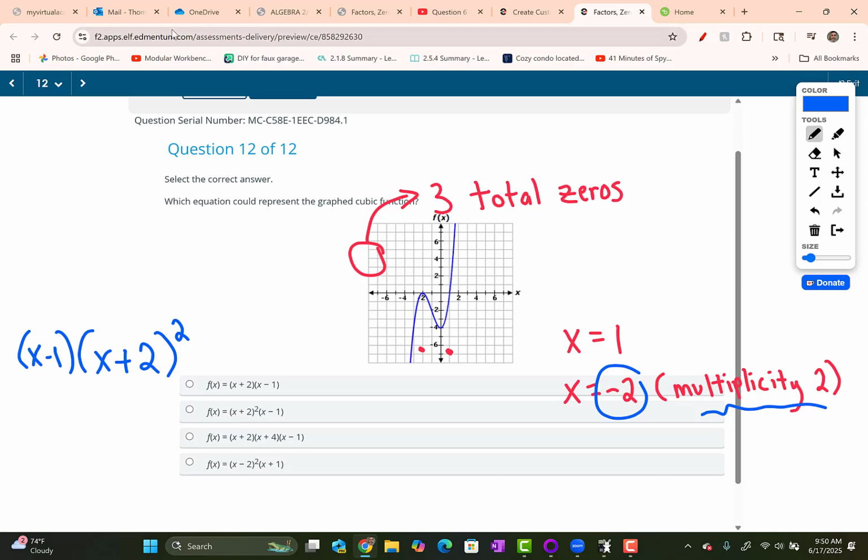and we can see the answer. They've written it, and they flipped it. They put the x plus 2 quantity squared first. That is fine. Both are correct. The x minus 1 they wrote second. So they just flipped those two factors, which both ways are correct.